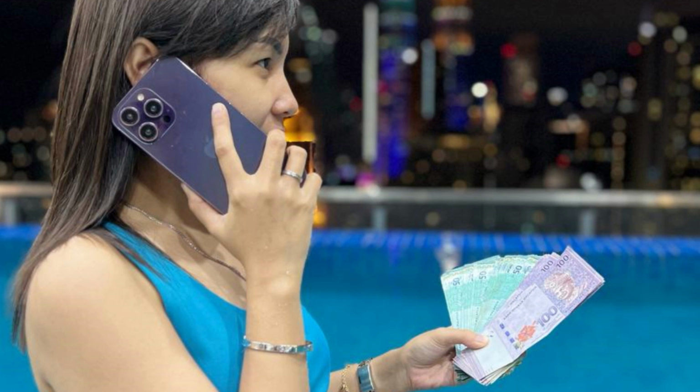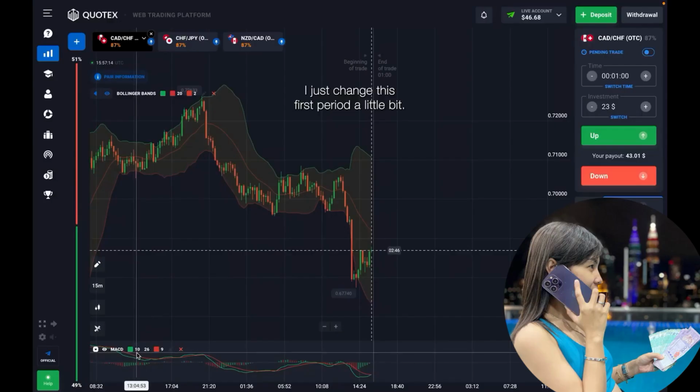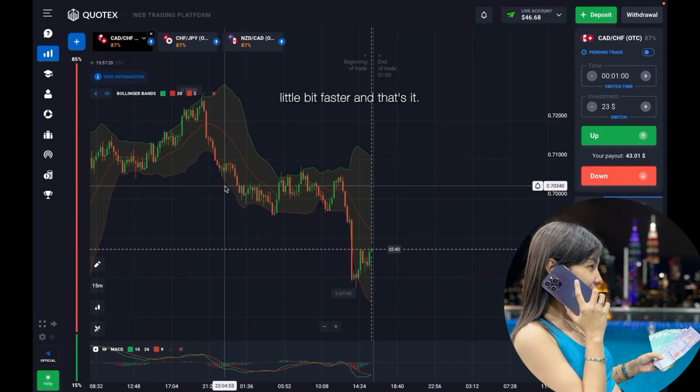I'm on my 15 minutes time frame and have already set up indicators. By the way, my classic settings, keep this if you want. Bollinger Bands with the period of 20, deviation of 2 and MACD indicator. I just changed this first period a little bit and I make it a little bit smaller, for 10. So I just want to make it a little bit faster and that's it.